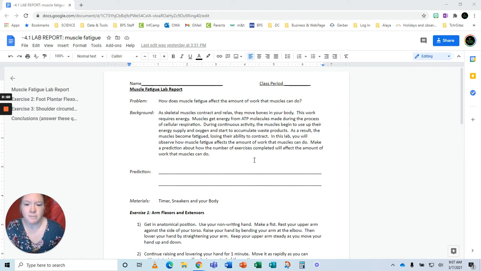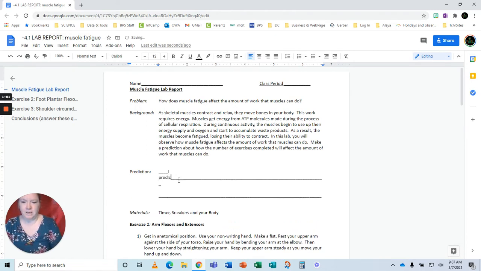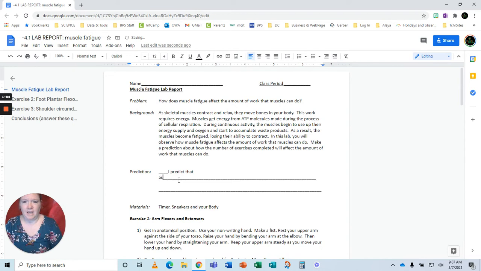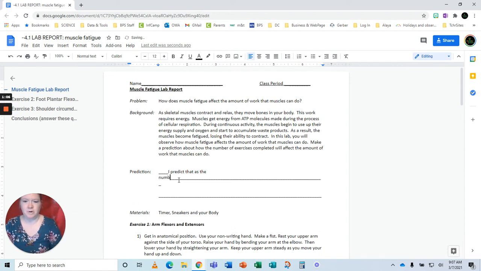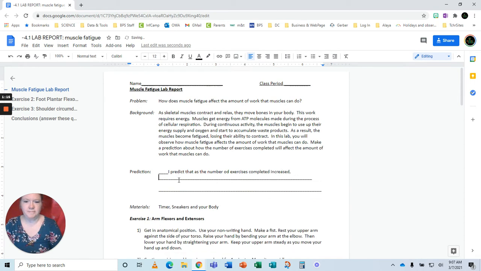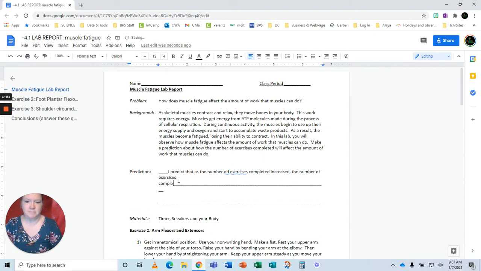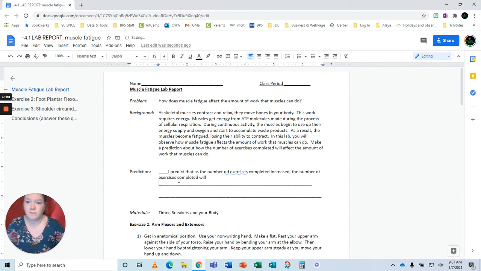Make a prediction about how the number of exercises completed will affect the amount of work that muscles can do. So here is my spot to put my prediction. I predict that as the number of exercises completed increases, the number of exercises completed will... Now here's where you make your prediction. Do they increase? Do they decrease? Do they stay the same? Okay, that's what you're going to do here.